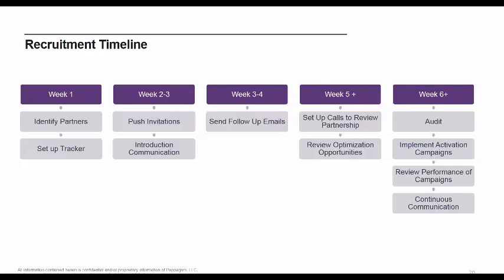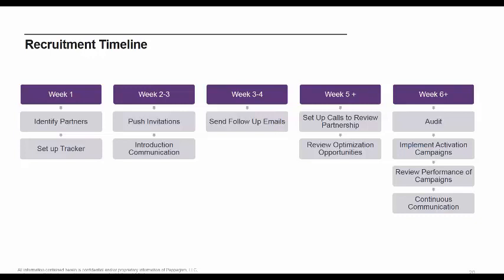Weeks 2 to 3 should focus on pushing your invites and sending introduction emails. Weeks 3 to 4 should focus on sending follow-up emails, so be sure to ask about any integration fees or any other requirements that might be holding up the process. Week 5, you might want to set up calls to review the partnership as well as discuss different ways to optimize with that publisher. Be sure to express what your goals are for that partnership or what you're hoping to achieve, and definitely ask that publisher for recommendations in terms of what they see with similar advertisers or what some of the best ways to optimize with them might be.